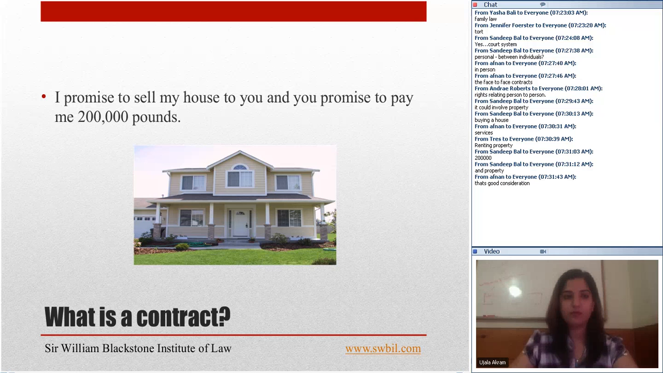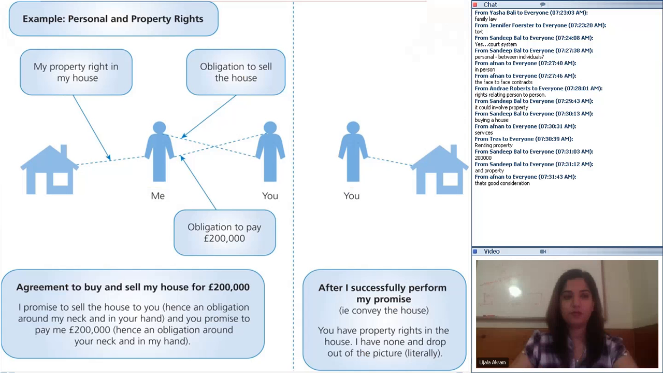So here's a diagram to explain what we just discussed. If you look at the left-hand side, that's me and that's you. I have my property right in my house, just between me and the house. But what do I have between you and me? It's the obligation to sell the house. There is no property right playing any role between you and me. All we have is an obligation. I have an obligation to sell the house, and you have an obligation to pay me £200,000. So it's a personal obligation between you and me.